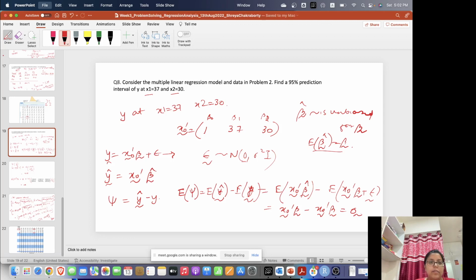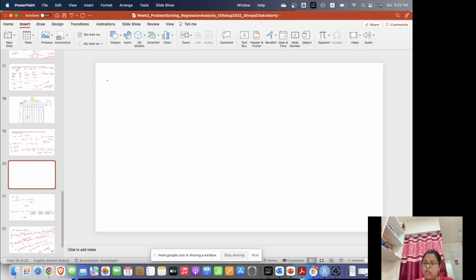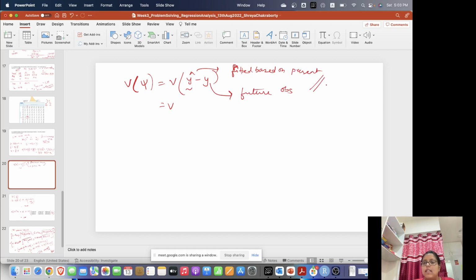Okay, and if we are to find the variance of psi, then this would be the variance of y hat minus y. Now y hat is my fitted value based on what I have now, and this y is my future observation. Since we have considered that these are independent, we can write it as the variance of y hat plus the variance of y. This one would be the variance of x naught prime beta hat plus the variance of y.